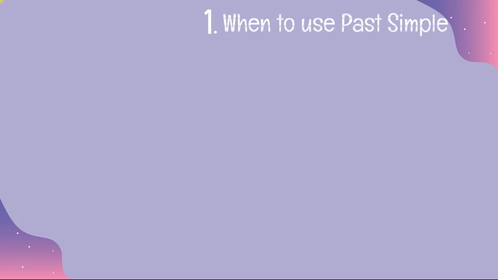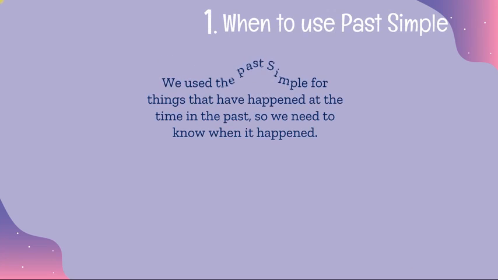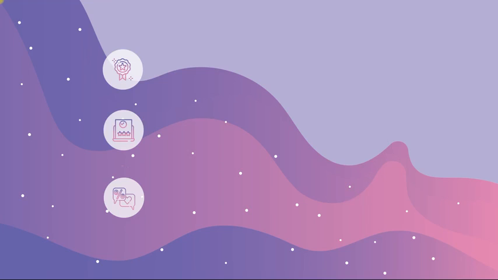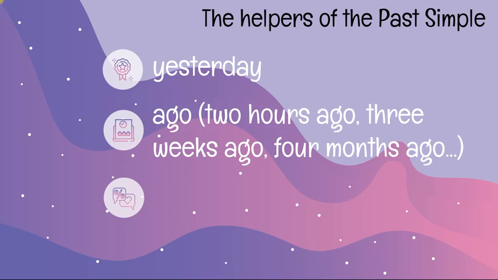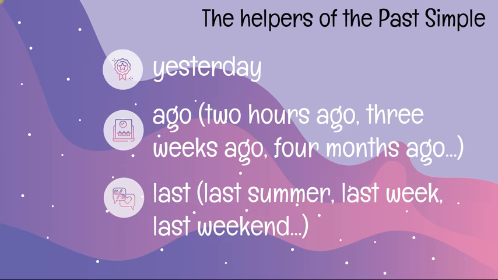Let's have a look at the past simple in use. We use the past simple for things that happened at a time in the past, so we have to know when it happened. The helpers of the past simple are yesterday, ago, for example, 2 hours ago, 3 weeks ago, 4 months ago, and last summer, last week, last weekend.